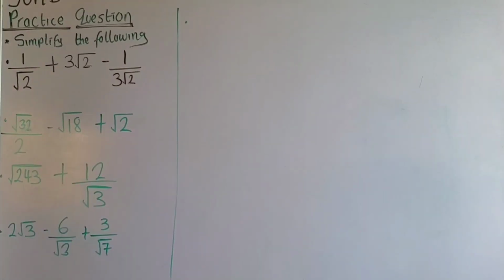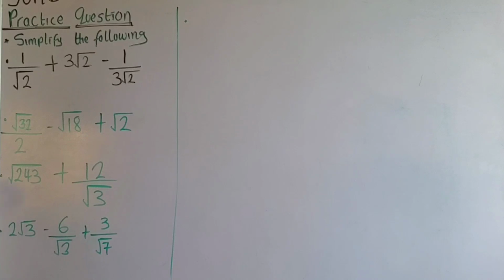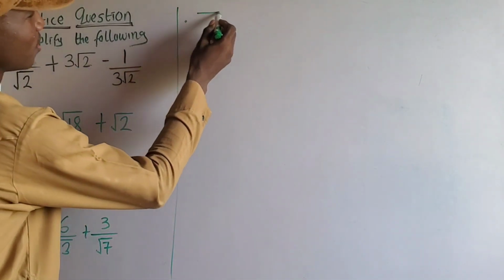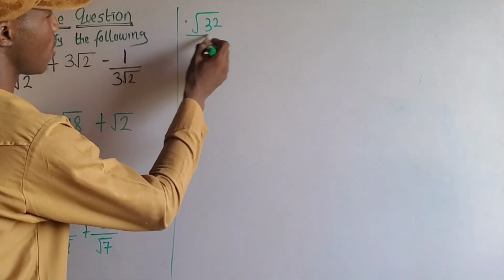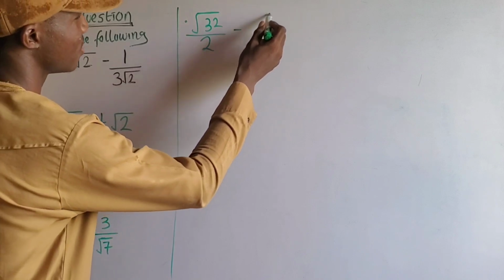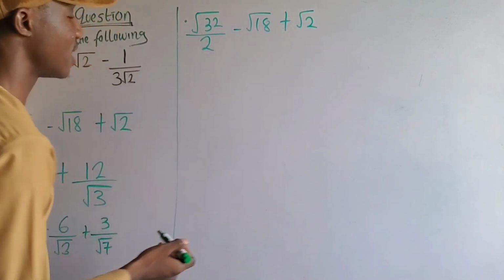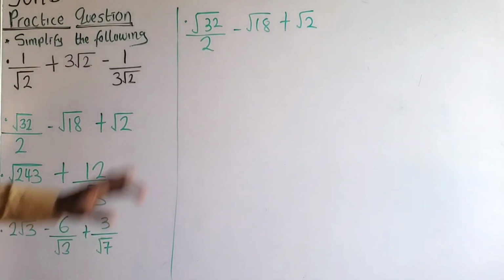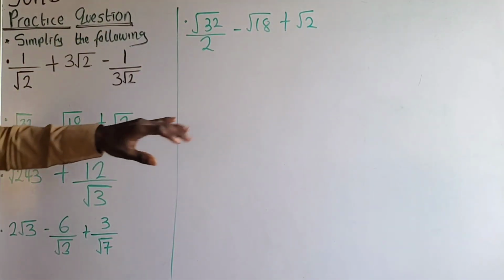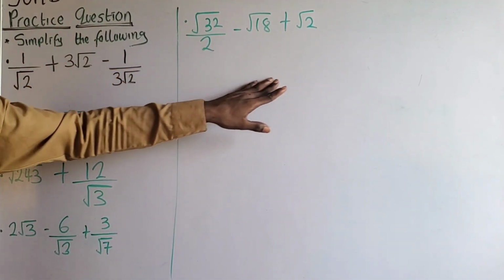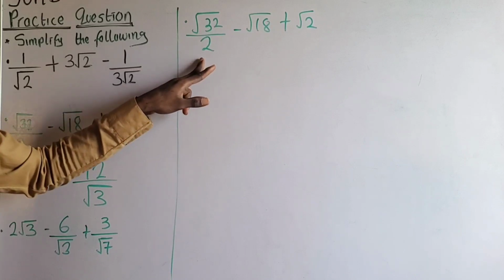Let us proceed to the second question. We are asked to simplify root 32 all over 2 minus root 18 plus root 2. Okay, we have root 32 all over 2 minus root 18 plus root 2. To simplify this, you can see that here we didn't have an irrational part at the denominator, you understand?